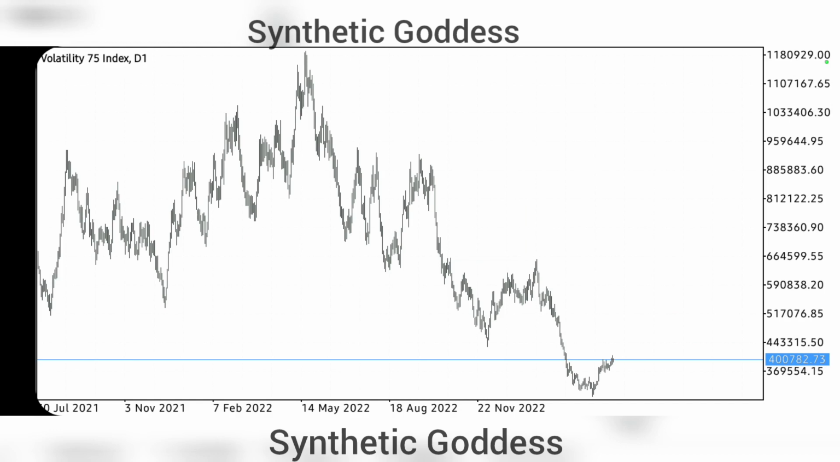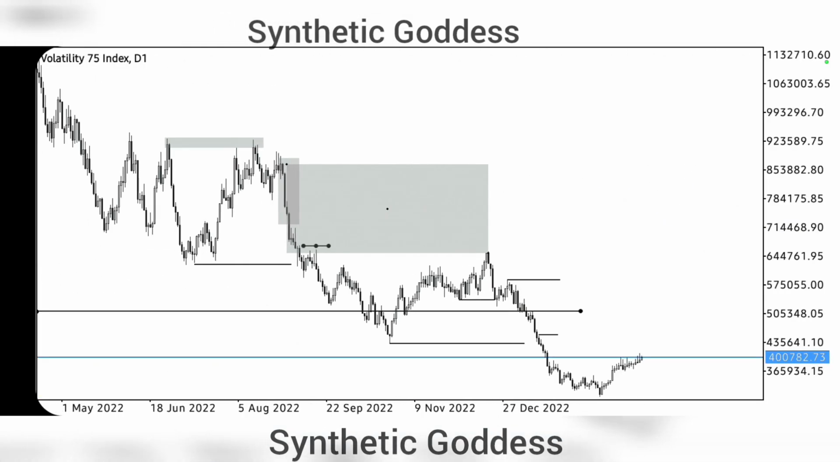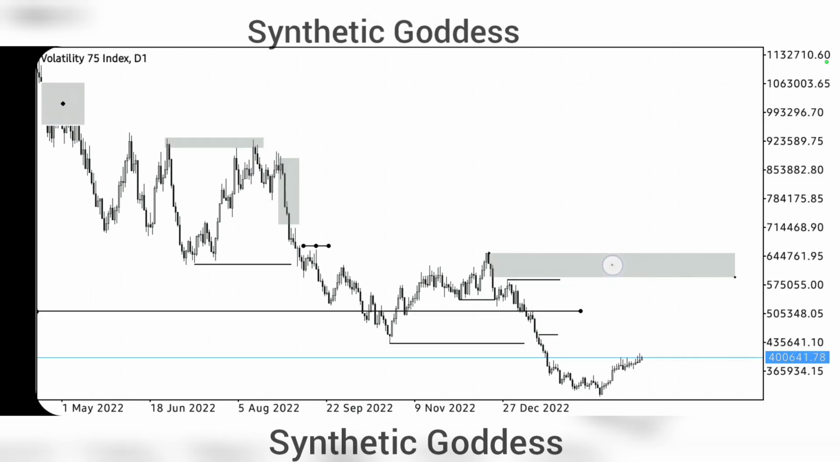Let's go back to the daily time frame, where we are just going to use areas like this to continue to the downside. We might be using areas like this to continue to the downside for the primary point of interest.